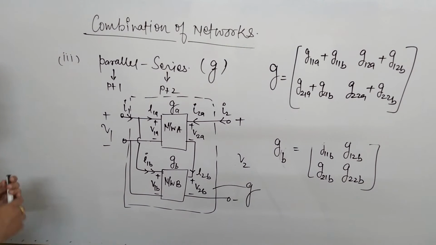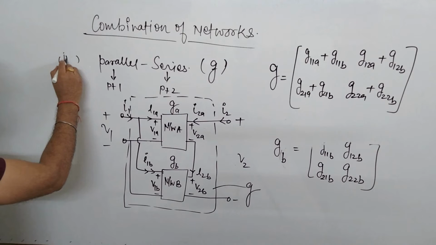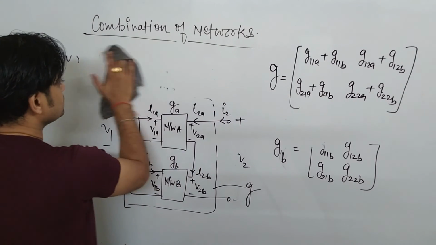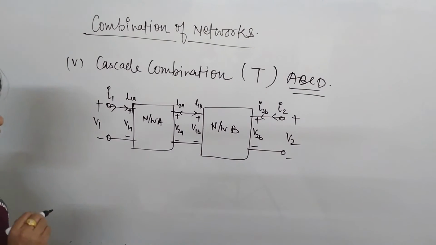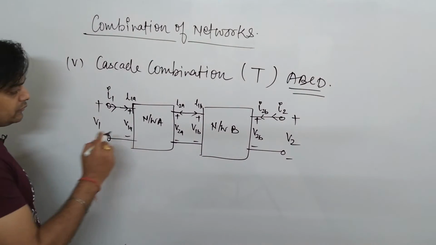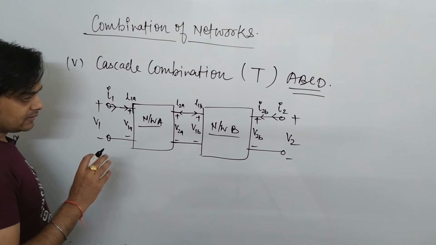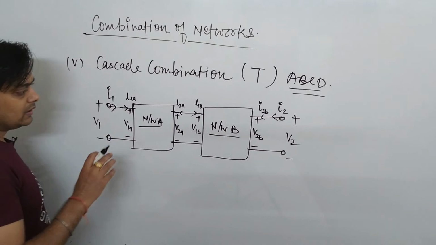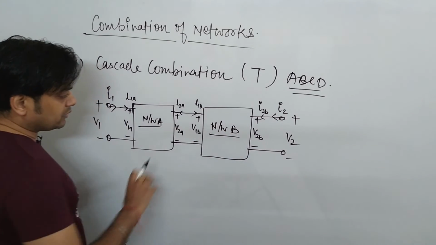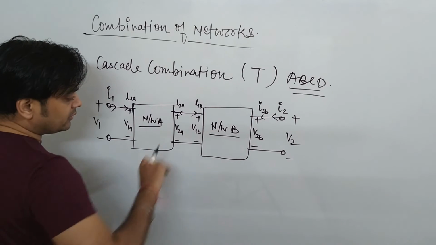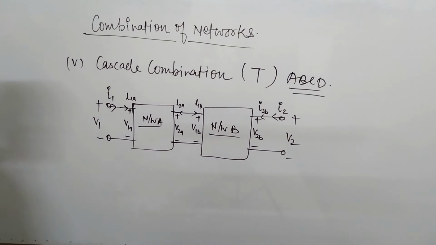So last we'll go for, this was our fourth, okay, not third, this was our fourth: the cascade combination. Now these two networks are connected in cascade form. Cascade means the output of one network is the input to the other. So here you can say that this is the output which is connected to the input of the next network. So you can say these two networks are connected in cascade form.